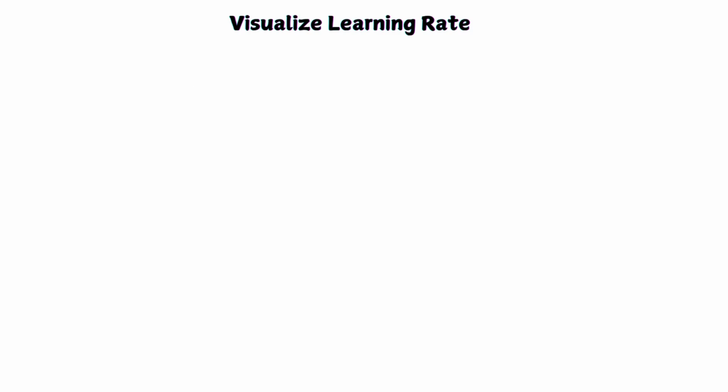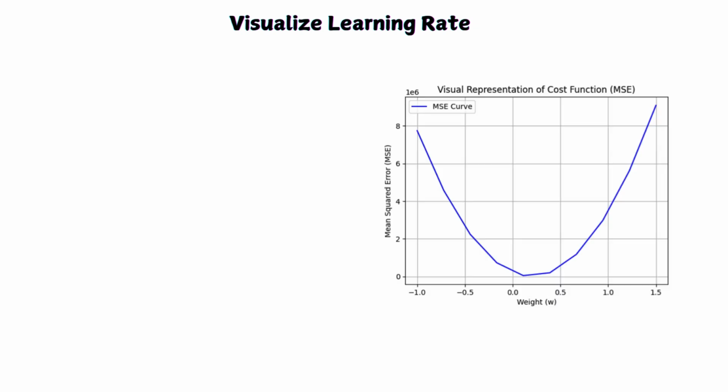To visualize the concept of the learning rate in the context of gradient descent, imagine a graph where the x-axis represents the weight values W that we are trying to optimize, and the y-axis represents the cost function values, such as mean squared error, MSE. This graph serves as a landscape where we want to find the lowest point, essentially the optimal weight value that minimizes our cost function.